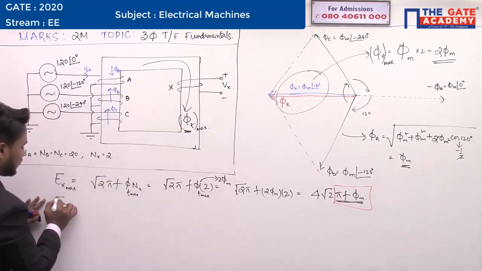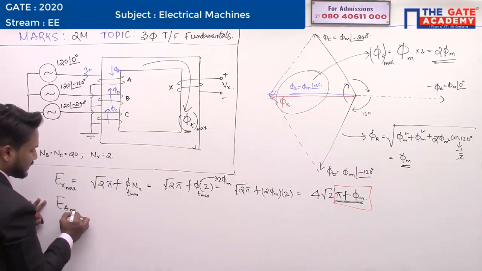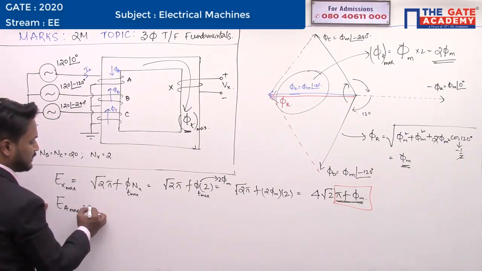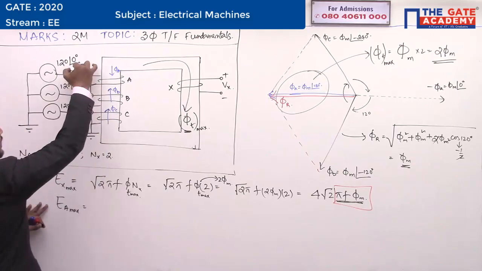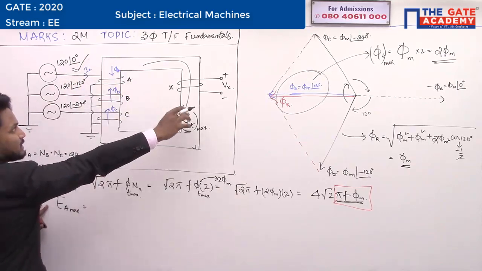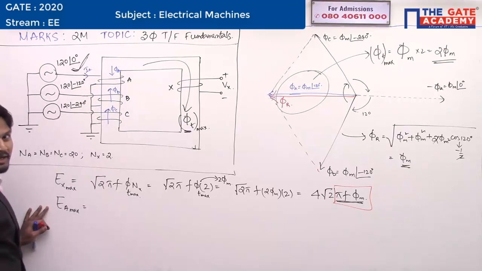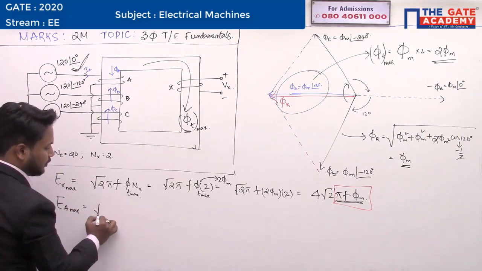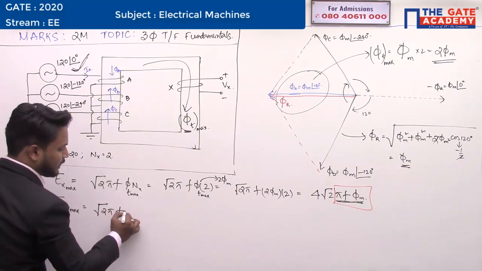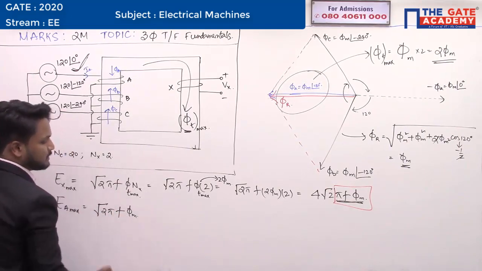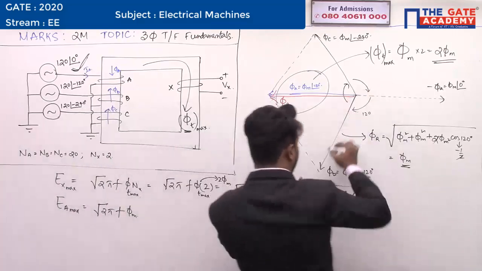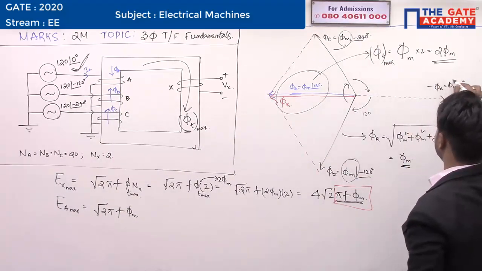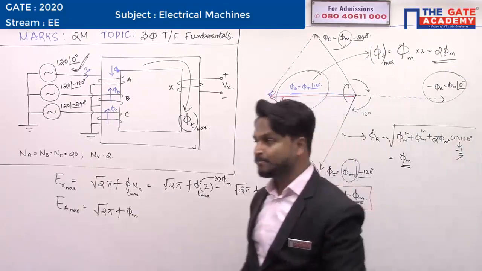Therefore, induced voltage in phase A, EA maximum is equal to, see, here the RMS values are given. Since RMS is asked, you can simply say RMS values are given here, right? So EA max is equal to root 2 pi f phi max. In any particular phase, phi m is the flux, right?